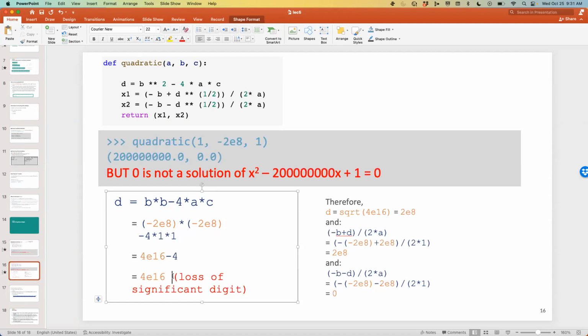So what happened is that it removed minus 4 from its computations, and there is a loss of significant digit here. So again, the value of d was not precisely represented as 4 times 10 to the power 16 minus 4, but it's just saved as 4 times 10 to the power 16. Hence we have the value of d here that we will use in our calculations that gives us a different result. So this is another numerical computation error that you need to see.